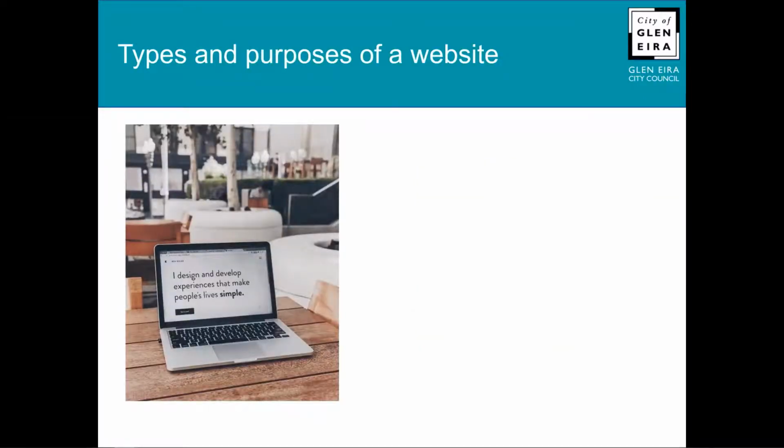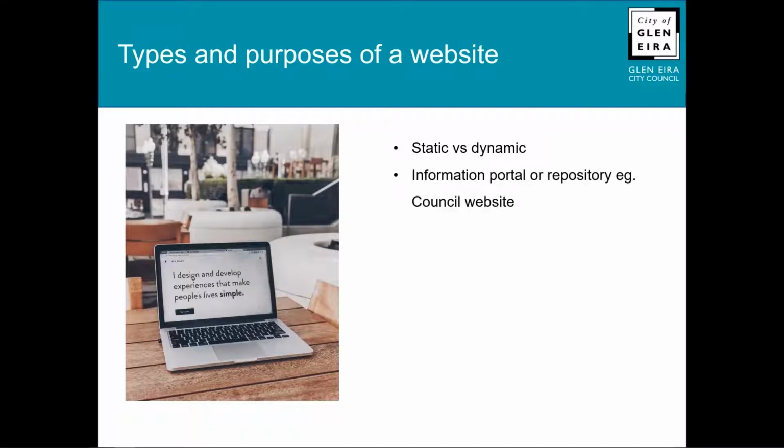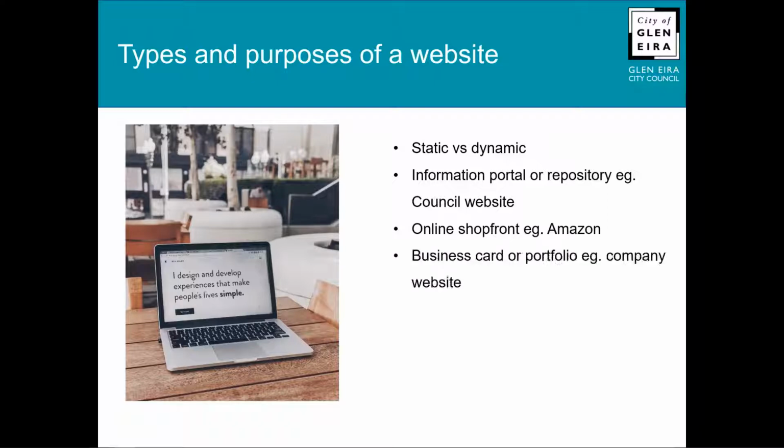The types and purposes of websites. You have static websites, which are websites that contain fixed content that is the same for everybody. Then you have dynamic websites where the content is different for different users and they provide some sort of user interaction. Some examples of types of websites. Information portal or repository, for example, a council website. Online shopfront. Business card or portfolio, this could be your company website. And personal journal, for example, a travel blog.